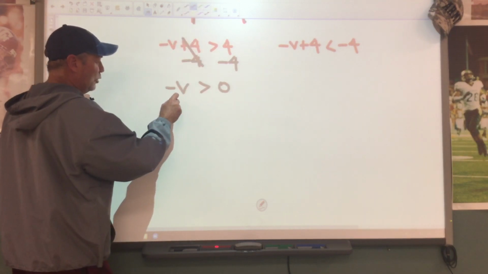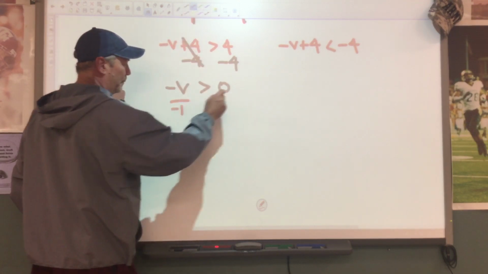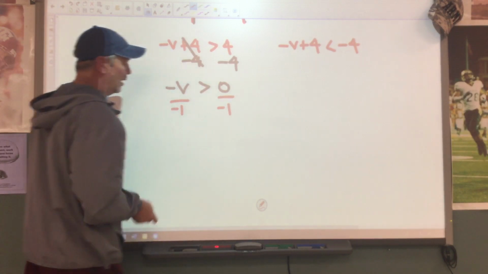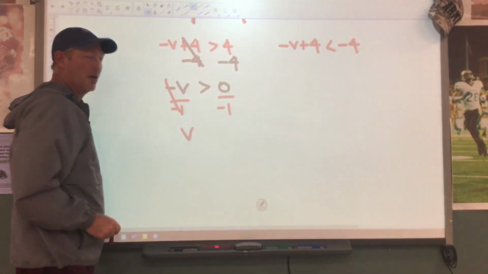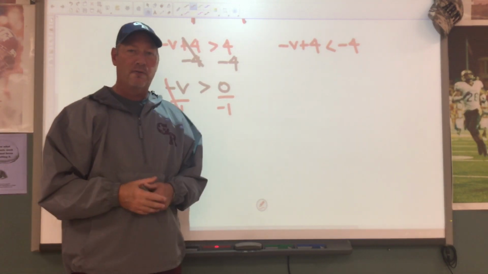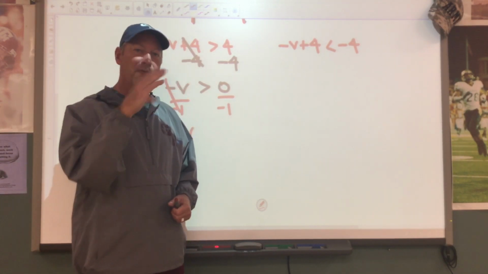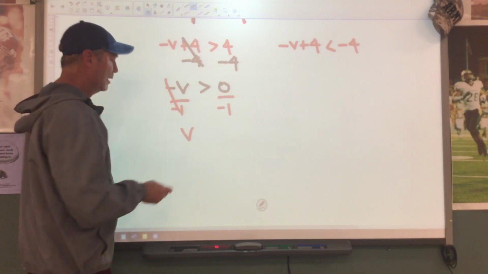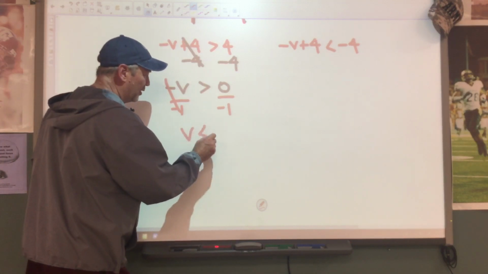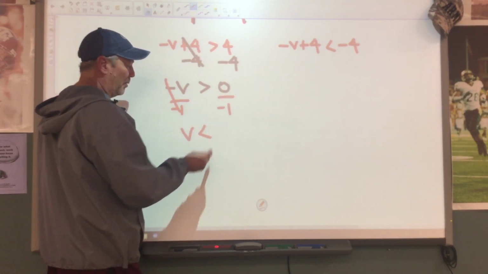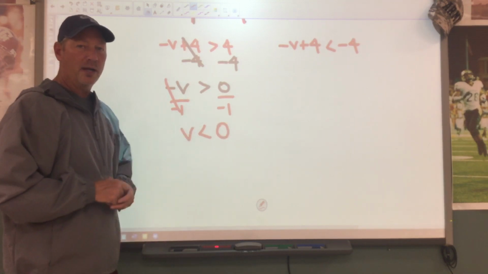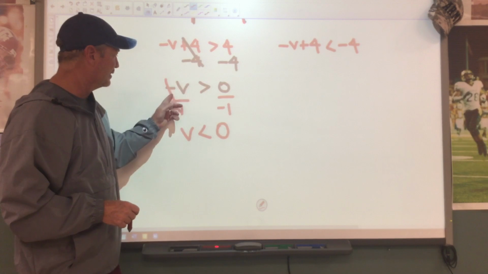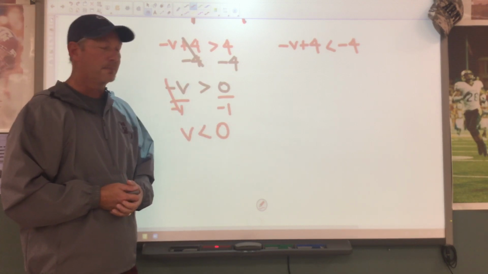So what I need to do is divide by -1. When you divide by -1, this will cancel. That will be v. But again, what is the rule when you divide by a negative? I have to flip my symbol again. This has to point to the left, and 0 divided by any number is still 0. Now my graph is going the other way. If you don't pay attention to these signs, you're going to miss the problem.